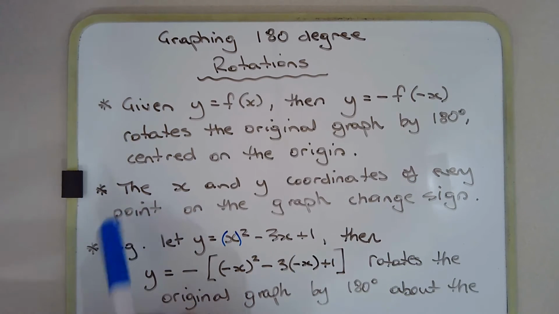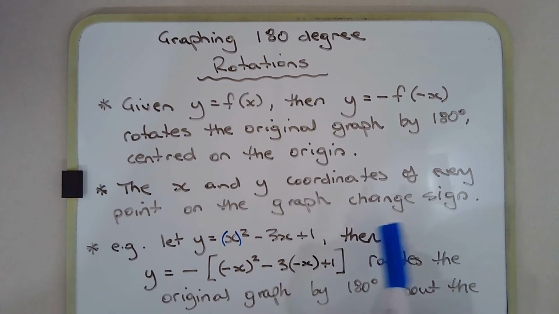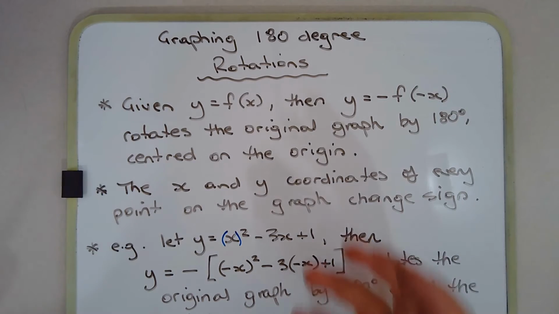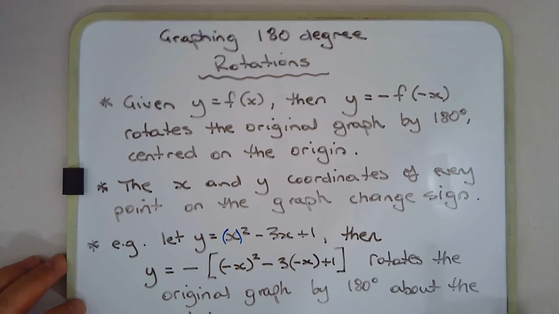Now what this means in practical terms, in terms of coordinates, is that the x and y coordinates of every point on the graph change sign. So any positive x values become negative, any negative x values become positive, and any positive y values become negative, and vice versa. So let's have a look at an example.